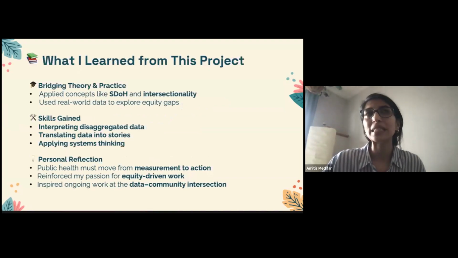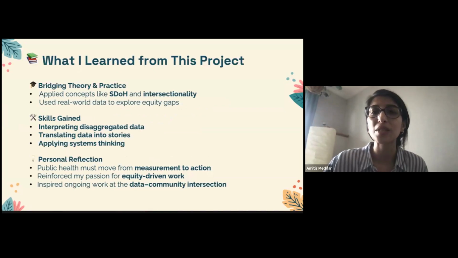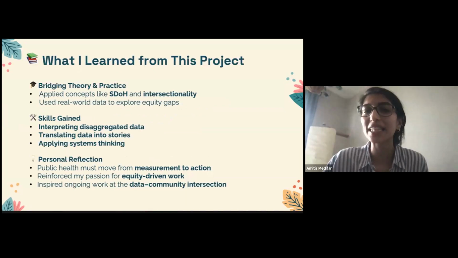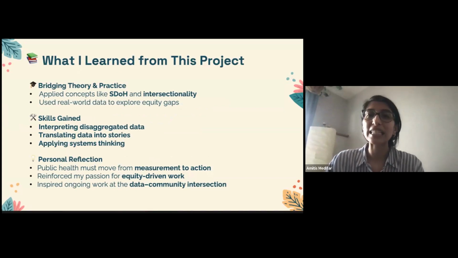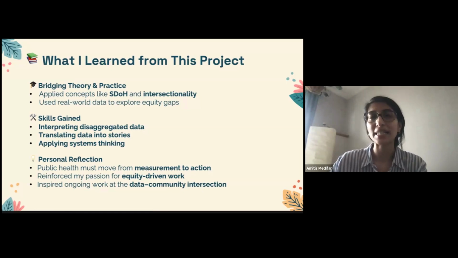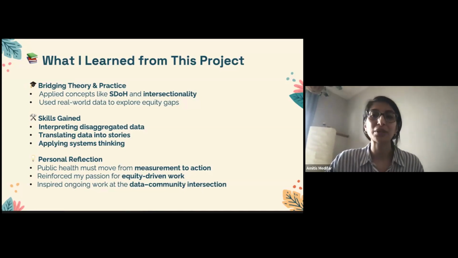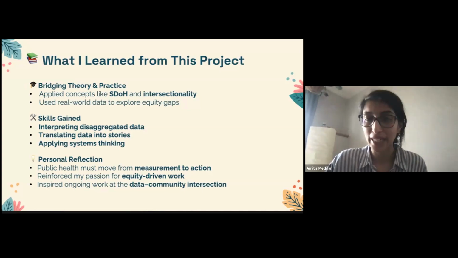The project helped me put public health theory into practice using real data to explore concepts like social determinants and intersectionality. And I developed key skills working with data, translating it into stories, and applying systems thinking. It also reinforced that measuring inequities isn't enough and we need action. This experience really confirmed my passion for equity-driven work and for staying rooted in the space where data meets community.